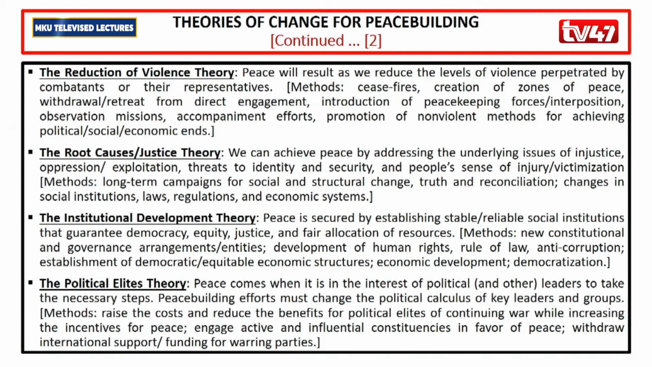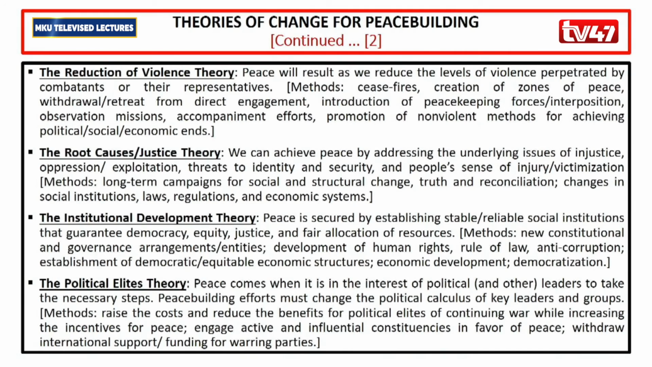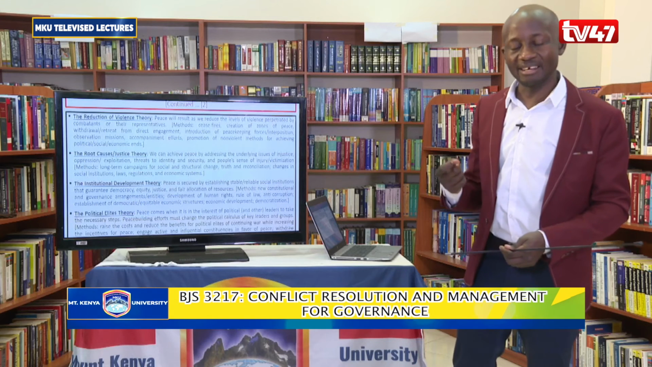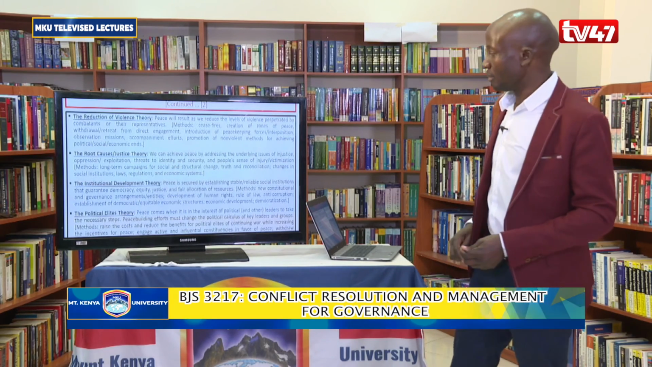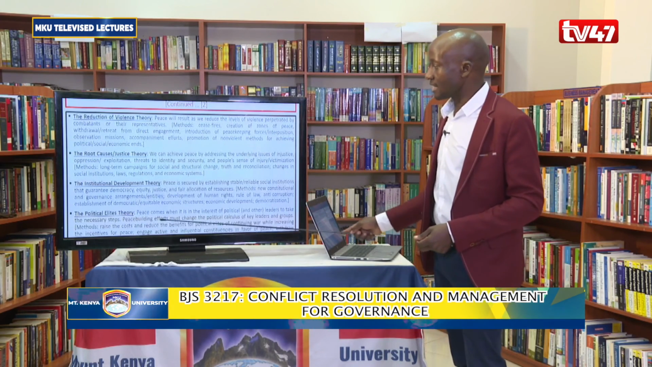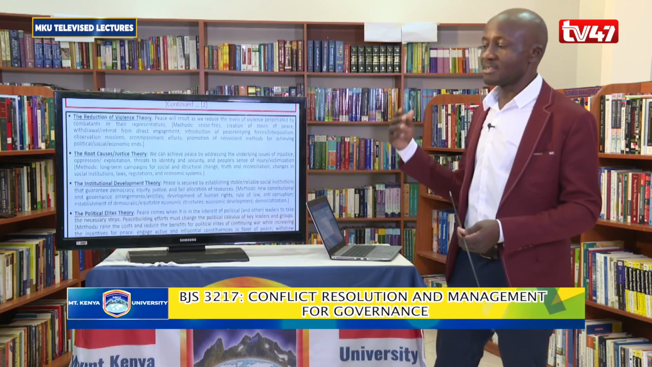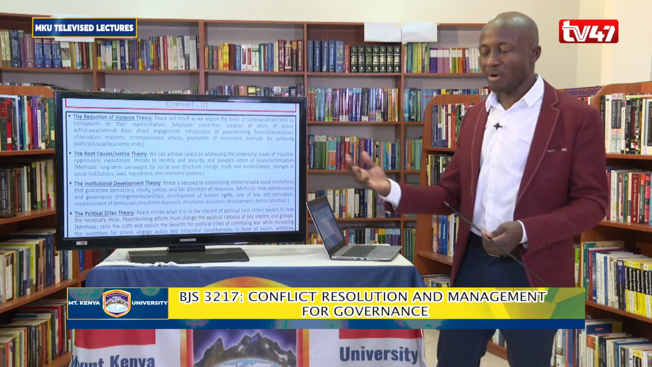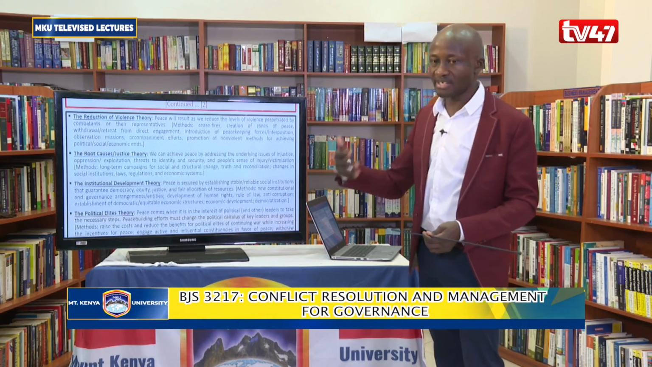And the political elites theory simply explains that we can only end the war if we make the elites in a country feel the effects of the war. Because there is a likelihood that the elites in a country can make the others go to war, and as the low class people are fighting and the people in the grassroots are fighting, the elites are just enjoying their lives.